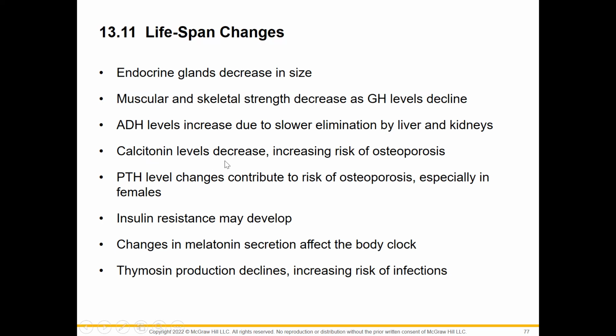Calcitonin levels will start to decrease, and so that can cause an increase of osteoporosis. Remember, calcitonin is responsible for decreasing blood calcium levels, and the way it does that is taking the calcium in the blood and depositing it in your bones to help make sure that those bones are nice and strong. If you decrease calcitonin levels, then you're at increased risk of osteoporosis. Parathyroid hormone levels will also change.